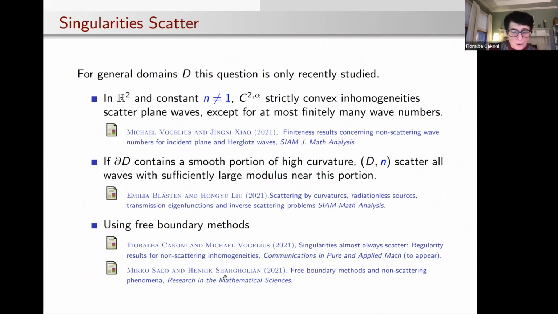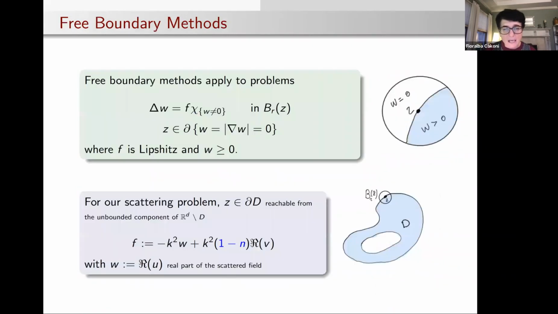And these two works connected the question of extendibility to free boundary methods. So naturally, it becomes a free boundary problem. This is nice because there is a lot of understanding of free boundaries, even for nonlinear equations. So this connection opens the possibility to analyze this non-scattering frequency, even for nonlinear media, nonlinear scattering problems. But you can see why it's a natural connection with free boundary.